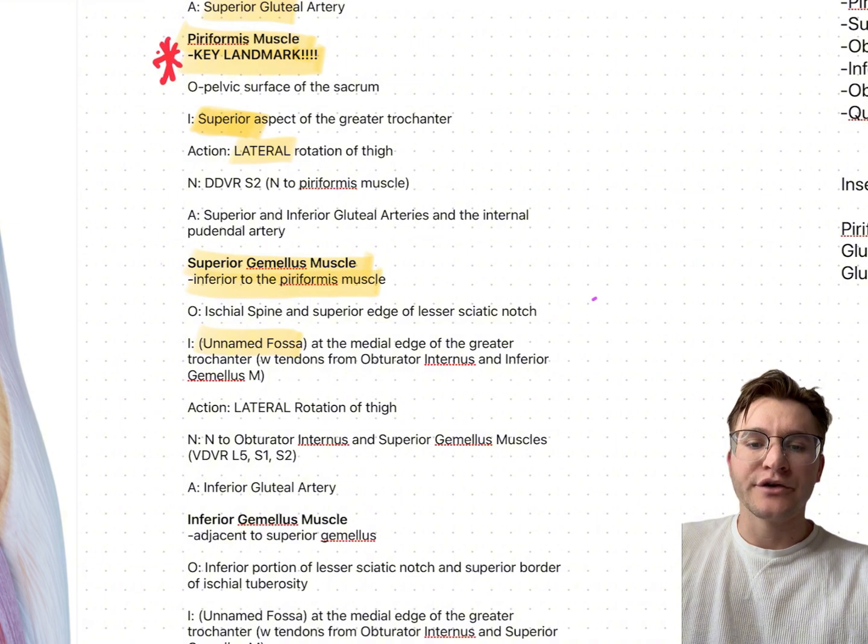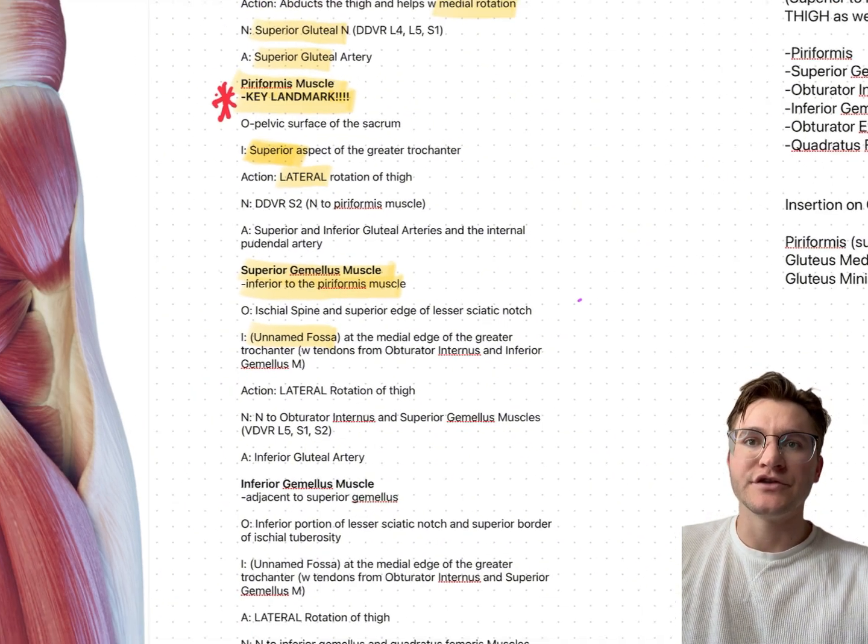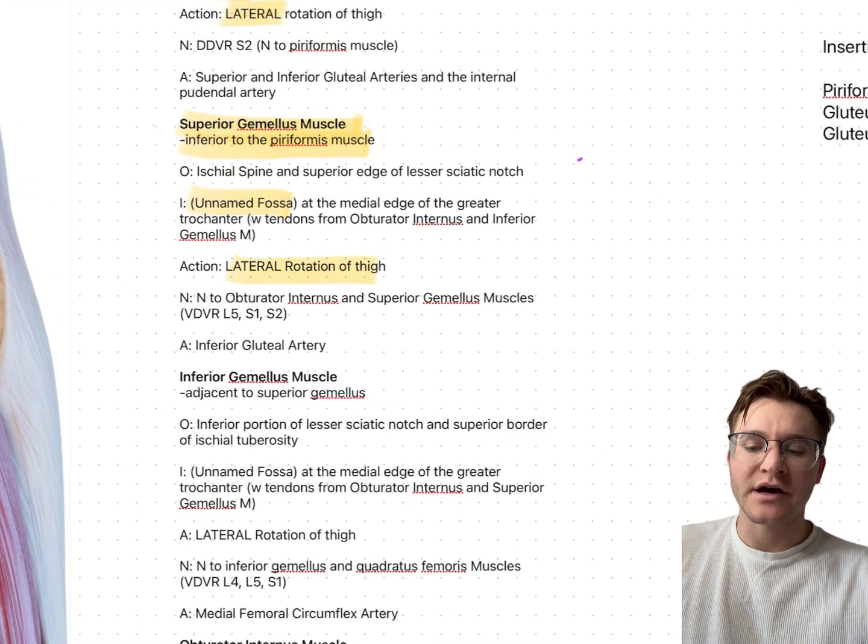Underneath that is going to be the superior gemellus muscle. It's inferior to the piriformis muscle, and it inserts on the unnamed fossa.